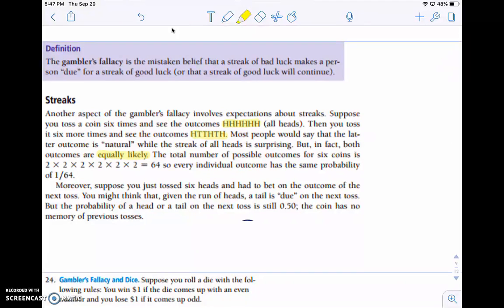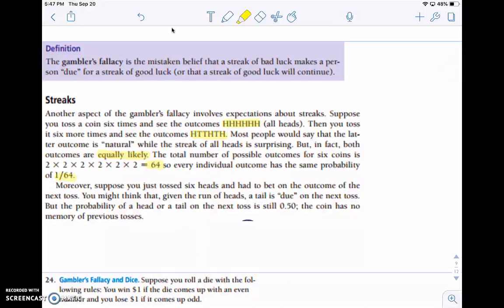Because the total number of possible outcomes for 6 coins is 64. Heads or tails on the first, the second, the third, the fourth. So you take 2, raise it to the 6th power, and we get 64. So each individual outcome has a probability of 1/64. So the probability of getting 6 heads in a row is the same as the probability of getting heads, tails, tails, heads, tails, heads. They all are equally likely.